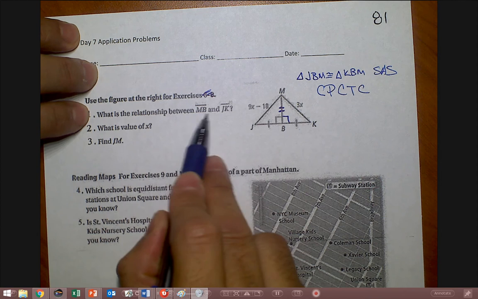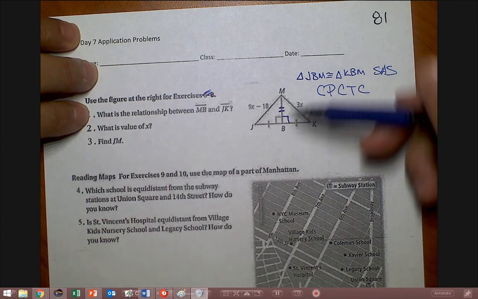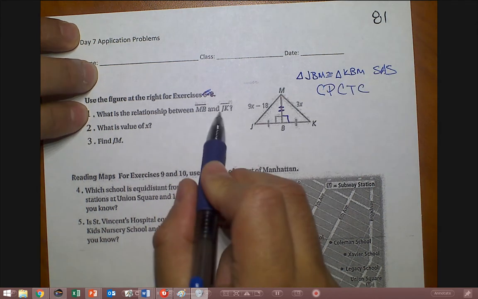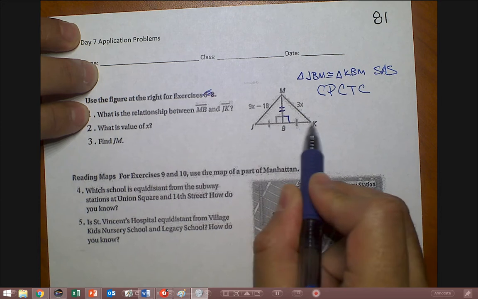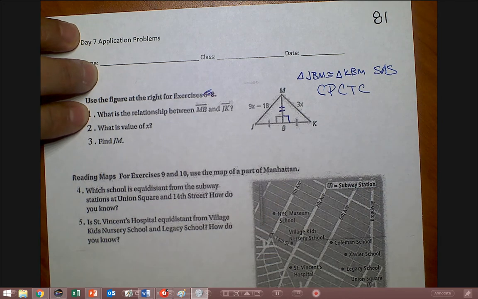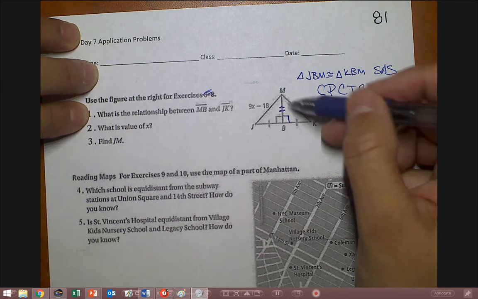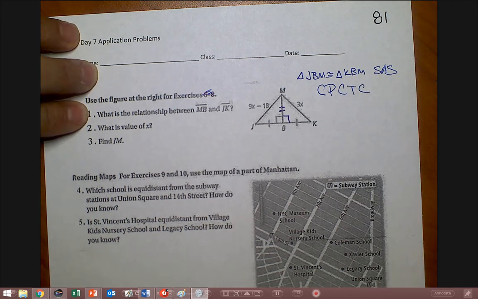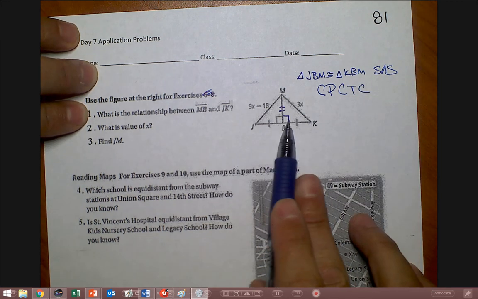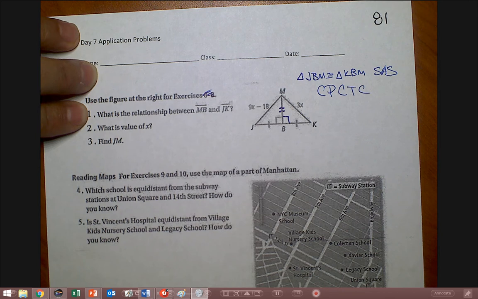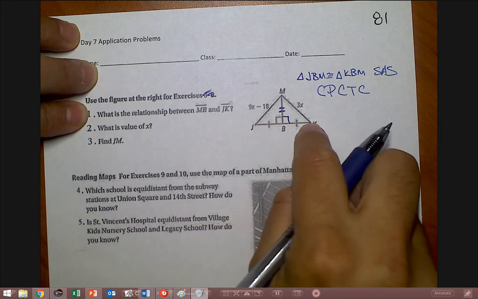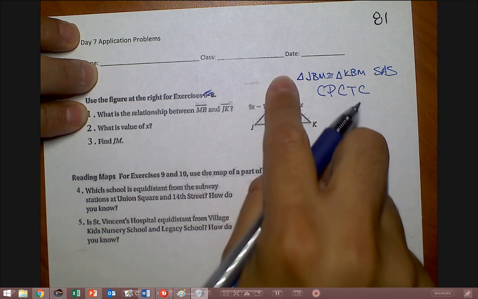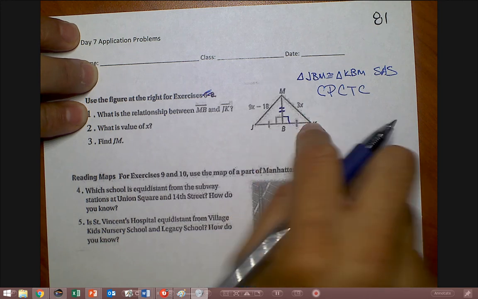Now let's look at this. What is the relationship between MB, right here, and JK, this one right here? Definition of midpoint. It is a midpoint, okay, but it's a line though. It's a bisector, isn't it? But what type of bisector is it? A perpendicular bisector. There it is. So MB is a perpendicular bisector of JK.